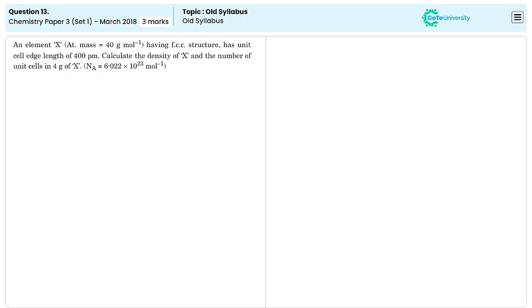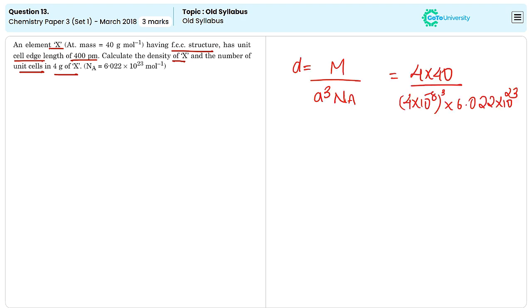Here the question is, an element X has the FCC structure and the unit cell edge length is 400 picometer. We need to calculate the density of X and the number of unit cells in 4 grams of X. We have the equation to calculate the density of a unit cell.